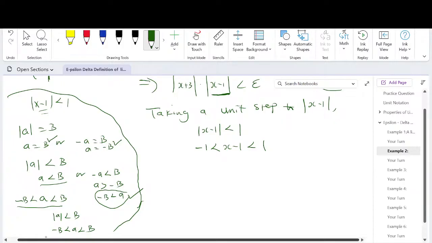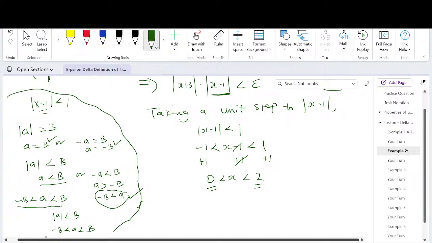Now I want to get the value of x, so I can simplify. To get x, I must add 1, and do the same thing across. So minus 1 plus 1 is 0, so 0 is less than x. And for this one, 1 plus 1 is 2. Now we have two values, starting from 0 and then less than 2.